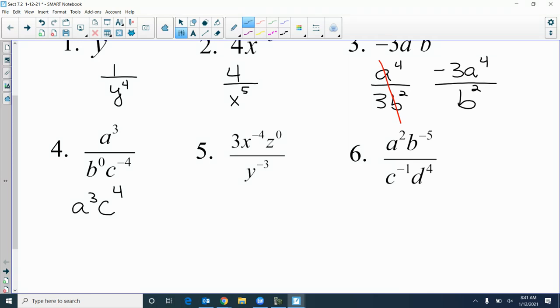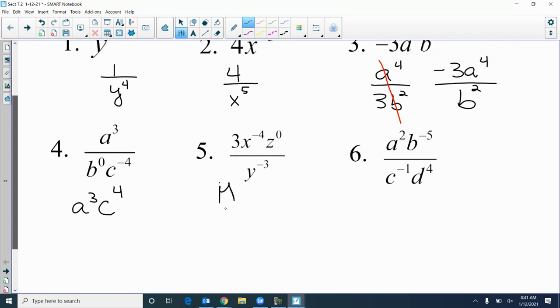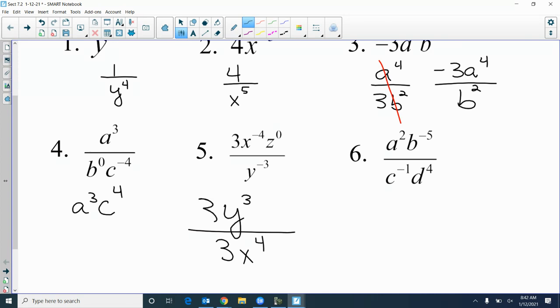Christian, number 5. I have no idea if I got this right, but y cubed over 3x to the 4th. Okay, y cubed I agree with, x to the 4th I agree with. That 3, though, should stay in the numerator. That 3 is not to a power, so it is not to that negative 4th power. So it would be 3y to the 3rd over x to the 4th.